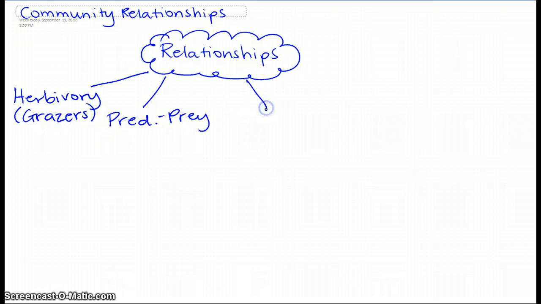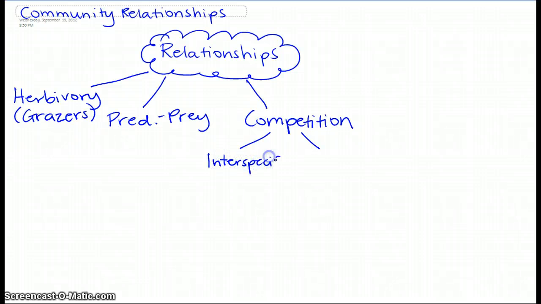Okay, the next group that I wanted to talk about was competition. There are two main types of competition. Interspecific and intraspecific. Okay, intra and inter. Interspecific stands for competition between two different species, and intraspecific is within the same species.